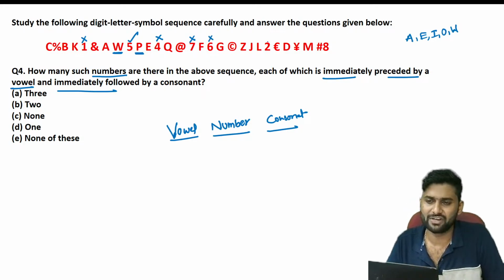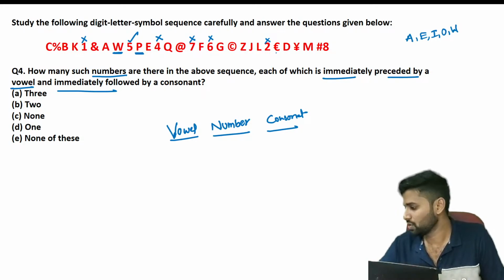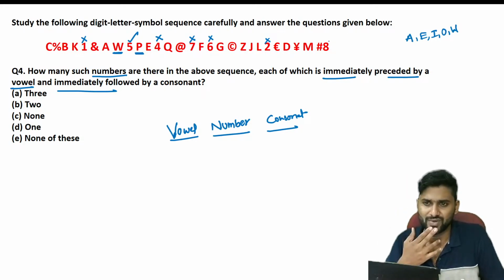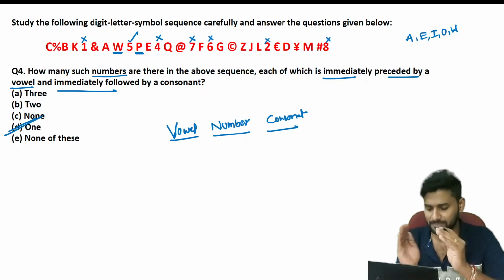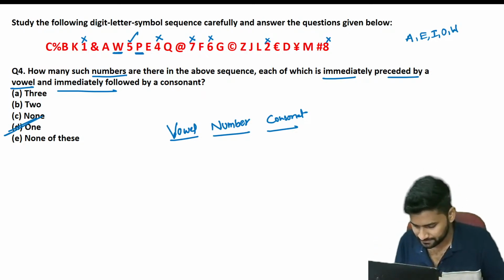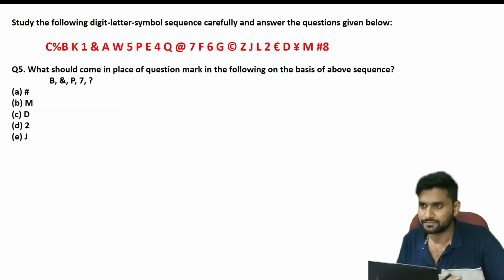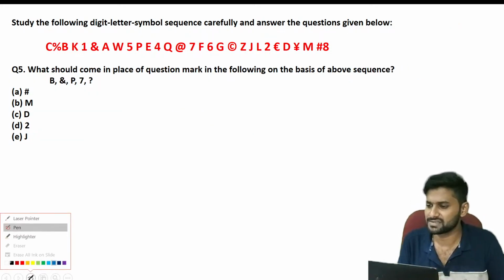Next one, we have 2, which does not satisfy the condition. Why? Because the previous is not a vowel, and after there is a symbol. We need only consonants like that. So 8 also does not satisfy our condition. So the answer is that only one number satisfied that condition. Next, this is a simple series.